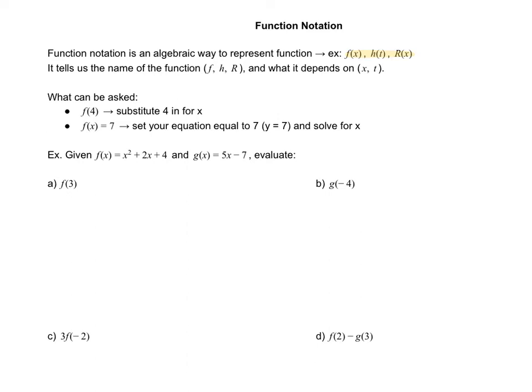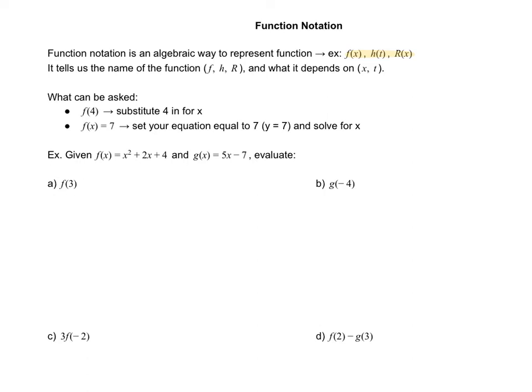But like I said, it's also very efficient. So if I give you something like f at 4, I'm asking you, what is the y coordinate when x equals 4? Because f at x as a whole, or h at t as a whole, is the y coordinate, or the dependent variable. So f at 4 means sub 4 in for x and simplify. Or I can say f at x equals 7. So I'm giving you the y coordinate, which means set your equation equal to 7 and solve for x. So two different types of questions. It's just a faster way of asking it.